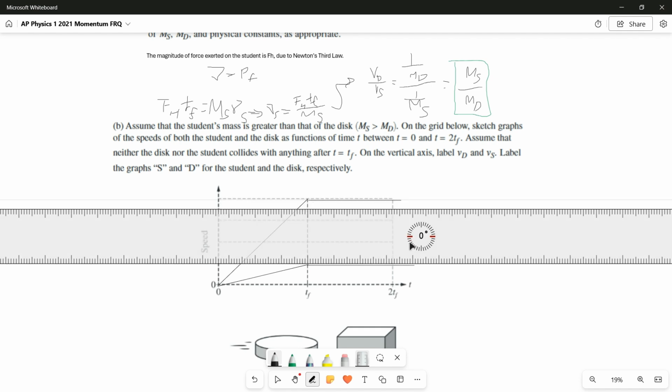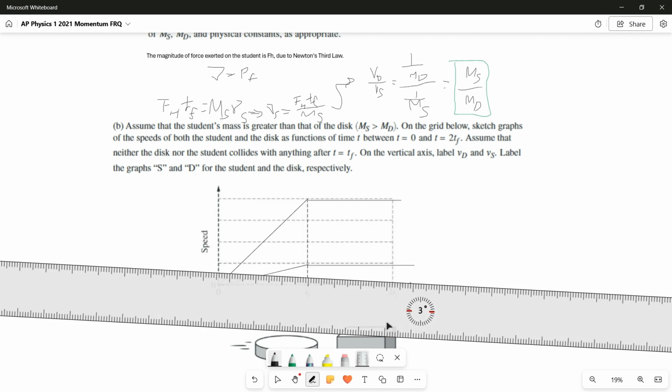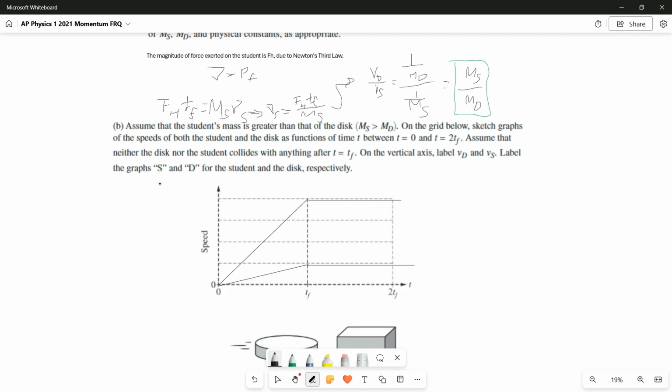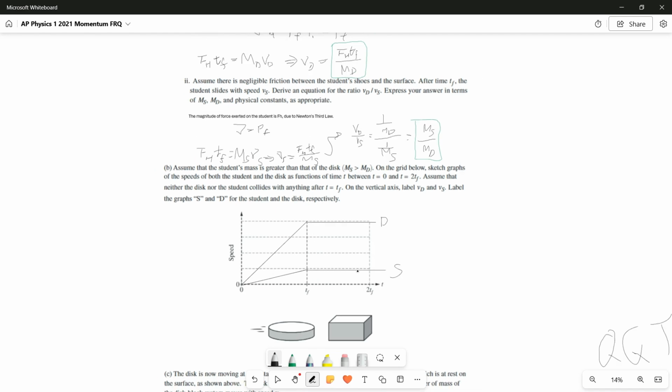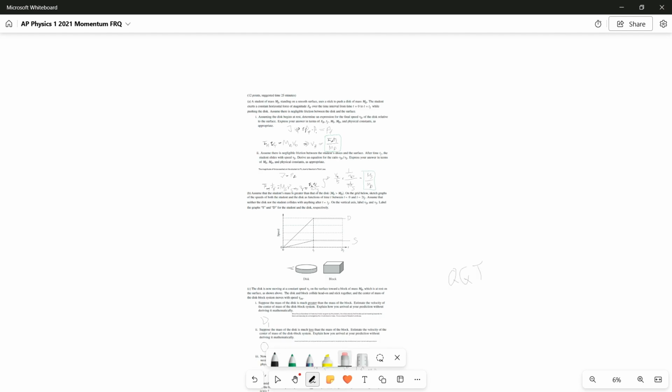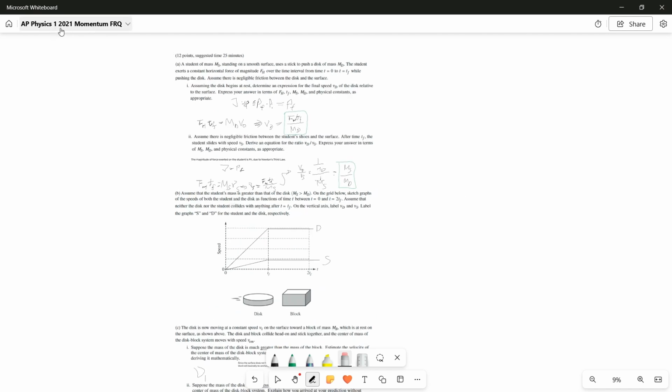All right, so once we have that, our final solution actually becomes really simple. All we really need to do is label the graph of S and D. Well, we know that the velocity of the disk will be greater, so we write D here because it's higher, it has a higher speed, and we'll write student S here because, well, it has a lower speed than the disk. And after that, we're actually done because we're not asked to label the relative sizes because we don't know their actual ratios. So that's it. We are now officially done for the third question in the AP Physics 1 2021 Momentum FRQ.